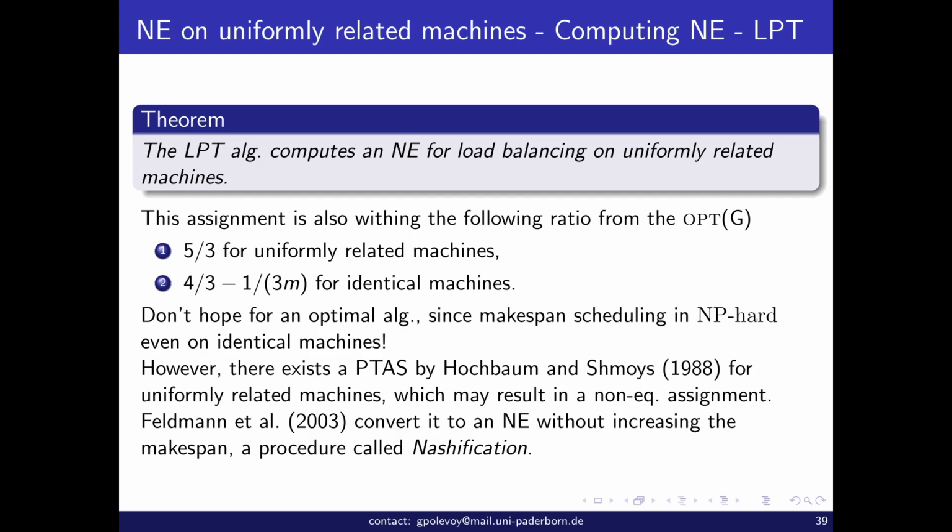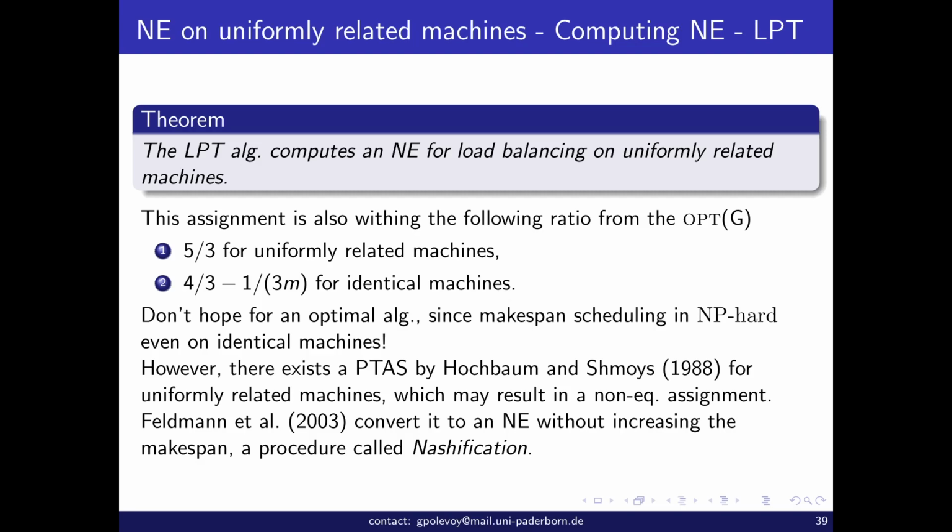Now, it can also be shown, we don't do it, but it can be shown, that the approximation ratio from the optimum is 5 over 3 for uniformly related machines, those with which we are now working. If the machines are known to be identical, the ratio becomes a bit better. You can promise 4 over 3 minus 1 over 3m for identical machines. So this algorithm not only finds an equilibrium, but also finds something within a proven constant ratio from the optimum.